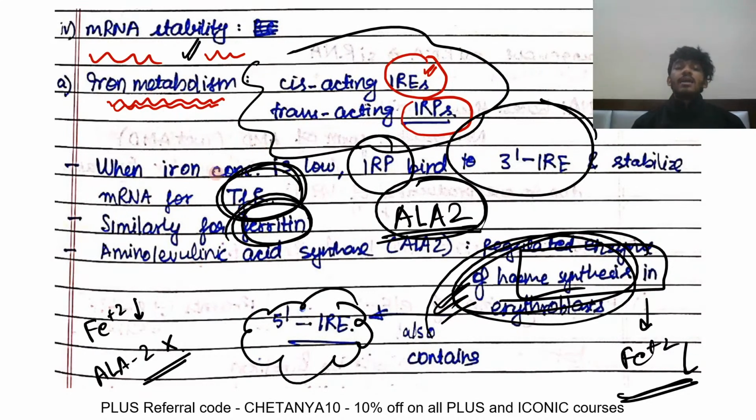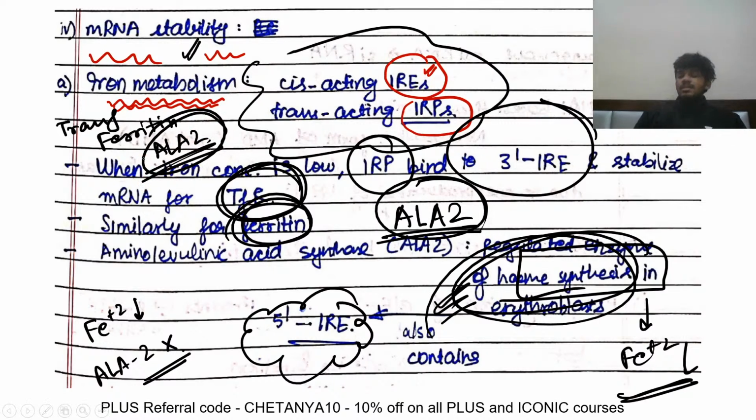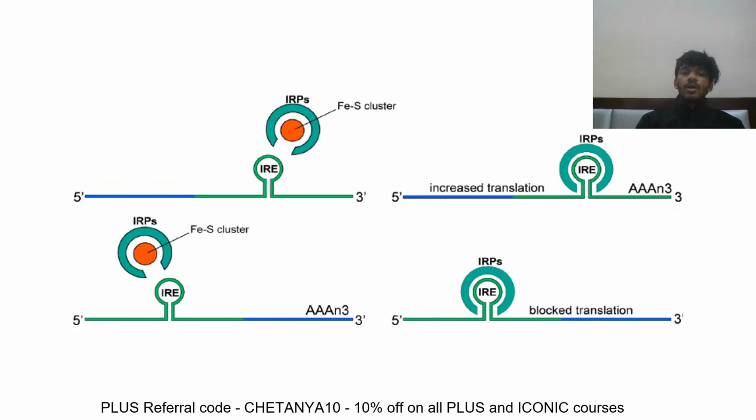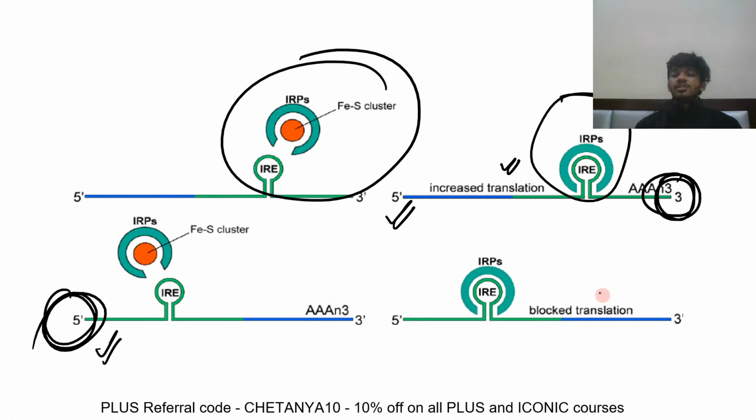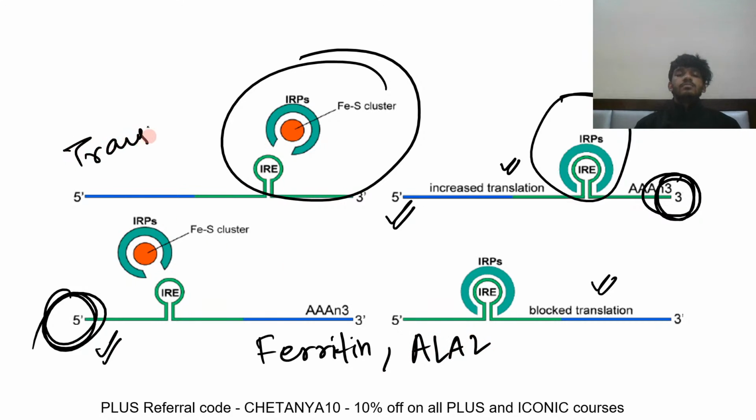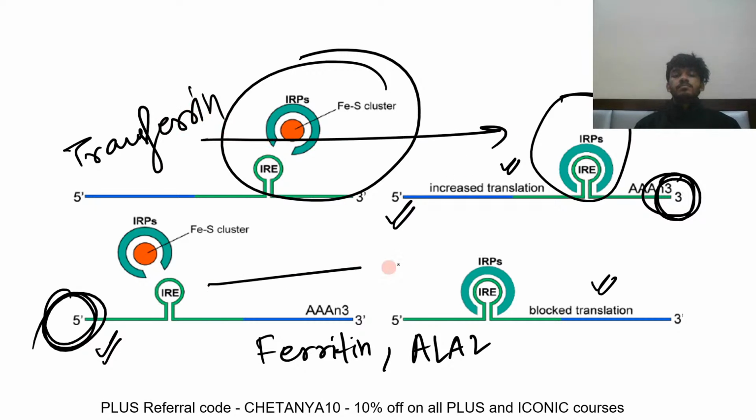So three things are regulated by IREs. What are the three things regulated by IREs? Transferrin, ferritin, and ALA synthase 2. That is how IRPs will go and bind. They will increase translation if they are on the 3' end and block translation if they are on the 5' end. Increase translation, block translation. Blocking is true for ferritin and ALAS2, and increasing is true for transferrin. Okay, is this much clear?